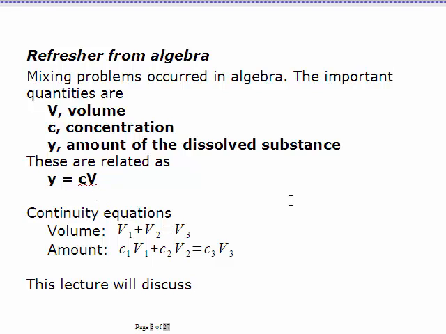Then you have two continuity equations. One is that the volumes have to stay constant. If you mix volume 1 plus volume 2, you're going to get volume 3, and then the amount, so Y, this is really Y1 plus Y2 equals Y3.